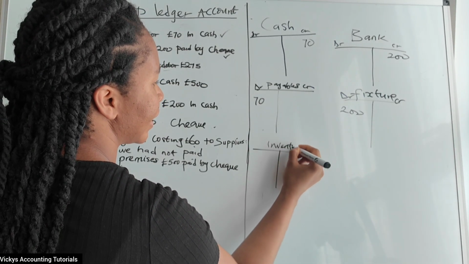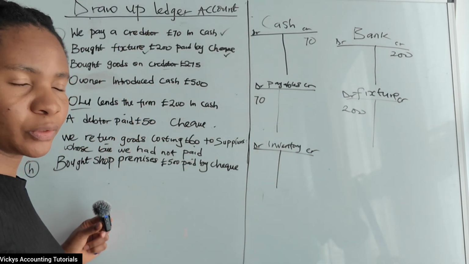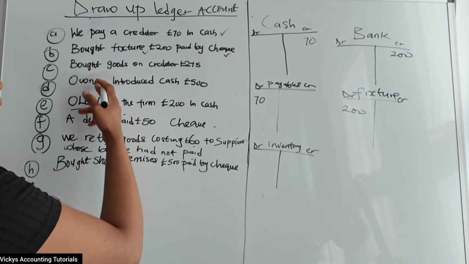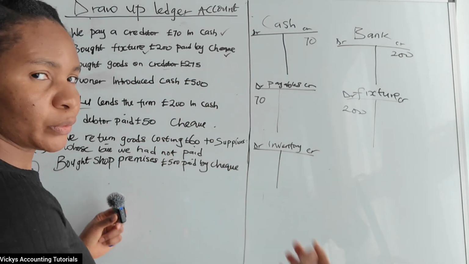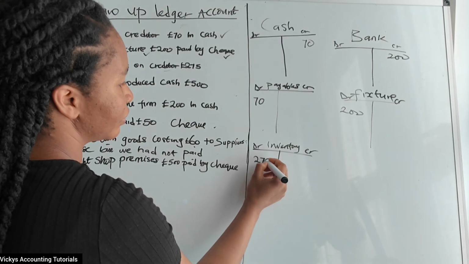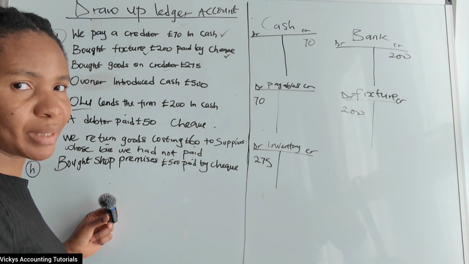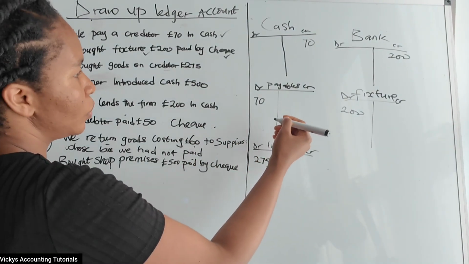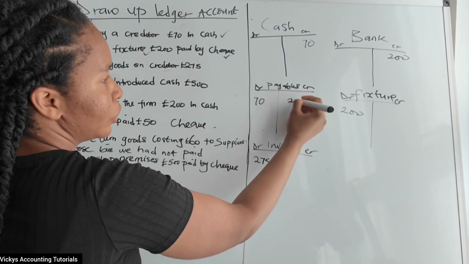Inventory is an asset account. This is what you sell to your customers. You purchase goods on credit from your supplier. So goods is an asset. So we're going to debit 275. And because we made the purchase on credit, we have not really made the payment. We're going to do what? Credit our payable because we are owing the supplier 275.